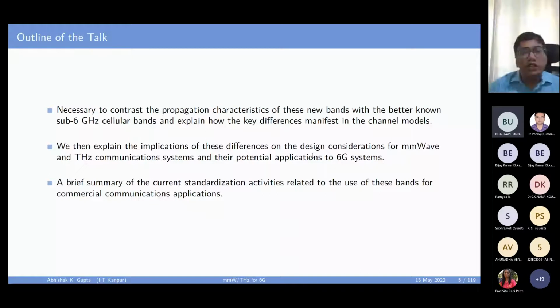Then we explain what the implications of these differences are on design considerations or the implementation of these systems, what we need to change, what we need to take care of when we want to make communication systems operating in these frequencies. And if time remains, I will also want to have a look over what the current standardization activities in these bands are.